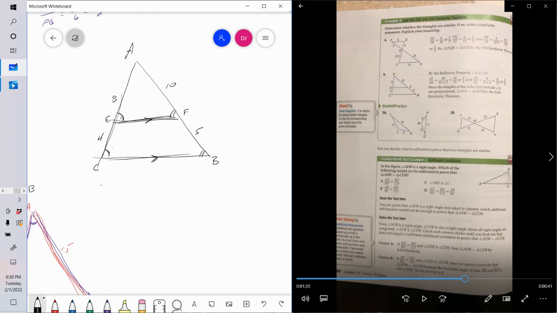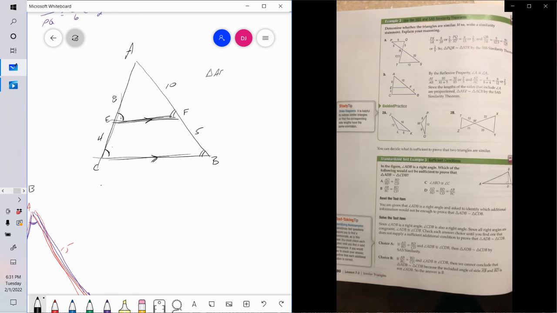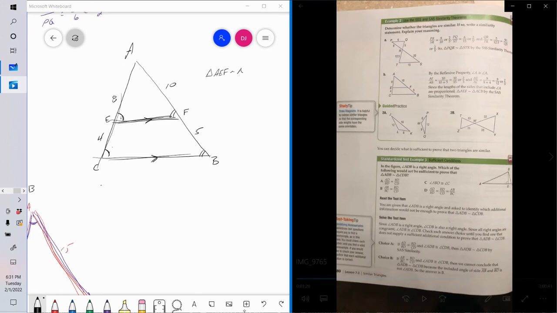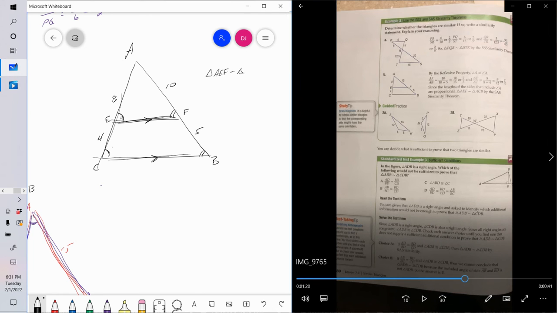Now let me show you something else that's interesting. Since triangle AEF is similar to triangle, what's going on here? To triangle ACB.